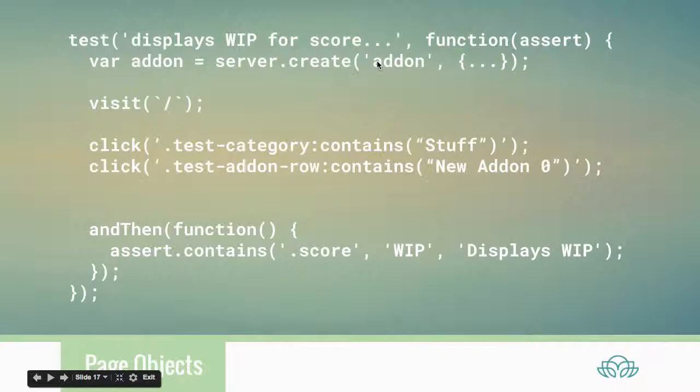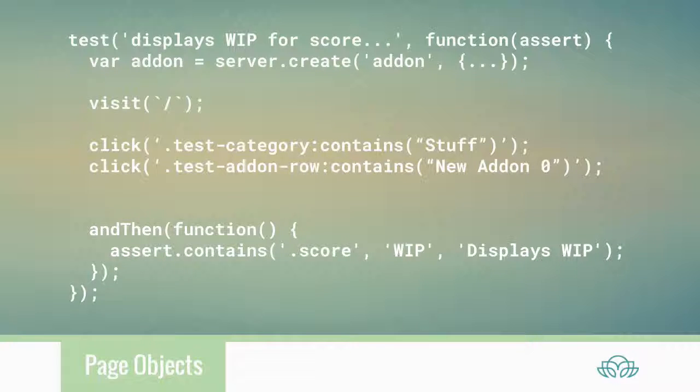So it displays work in progress or score. This is about Ember Observer, and as with the other tests, I really probably should have walked through those. Oops. We'll ignore this for now. It's visiting / and then it's clicking on test category contains stuff, and test add-on row contains new add-on 0. Then it's asserting contains score is work in progress.